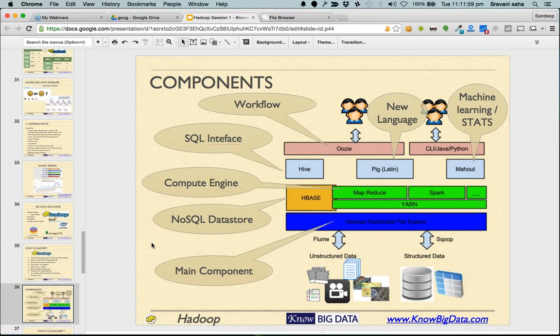So Yarn is like an operating system for Hadoop, the way an operating system negotiates the resources. Many programs talk to the operating system, and the operating system negotiates the resources with various tools. Similarly, Yarn is a kind of operating system for getting your work done on multiple computers. Now, on top of Yarn are paradigms like MapReduce and tools like Spark.